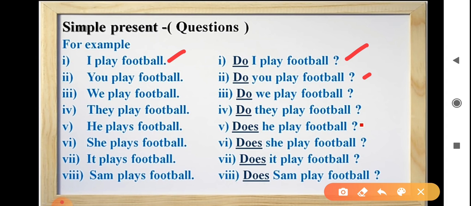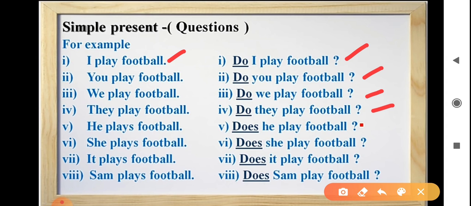Now see the next example. You play football. Do you play football? We play football. Do we play football? They play football. Do they play football? I, you, we, they are plural subjects. That's why do is used as an interrogative word.